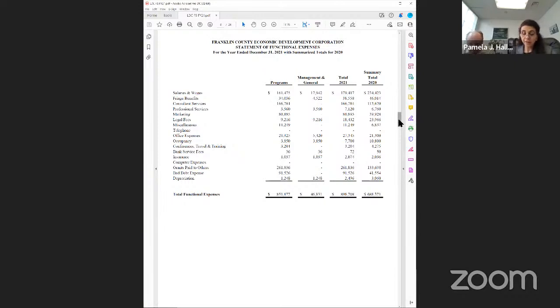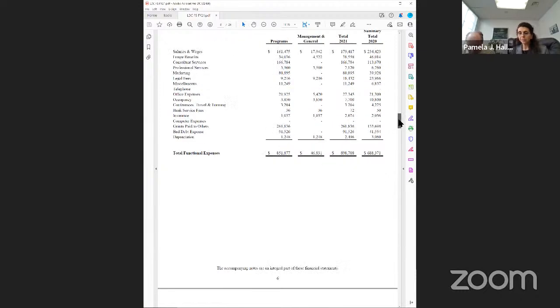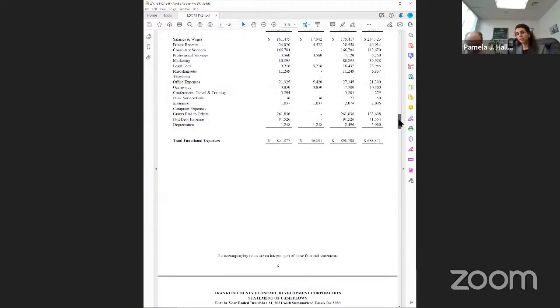And we did have grants paid to others. So we had 262,000 against 134,000 in the prior year. And one of the items in there was the portion from the Empire Zone that was sent over to the IDA of 43,000. And we've got that on a schedule in the back. Bad debt expense, when we increase the allowance, this is where the other side of that falls. So that was up about 50,000. And our depreciation, just about the same as it was the year before. So our total expenses were 899,000 against 688,000 the previous year.